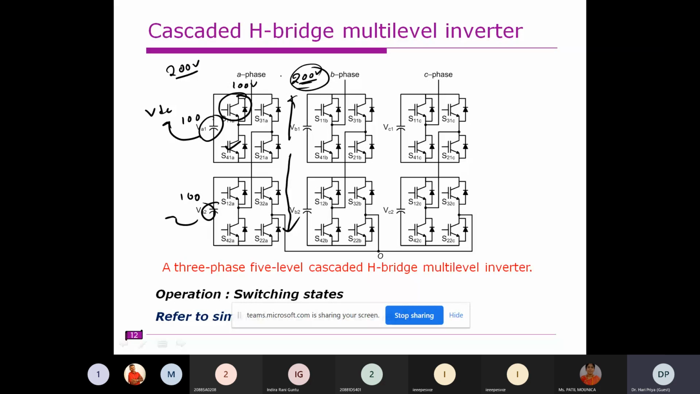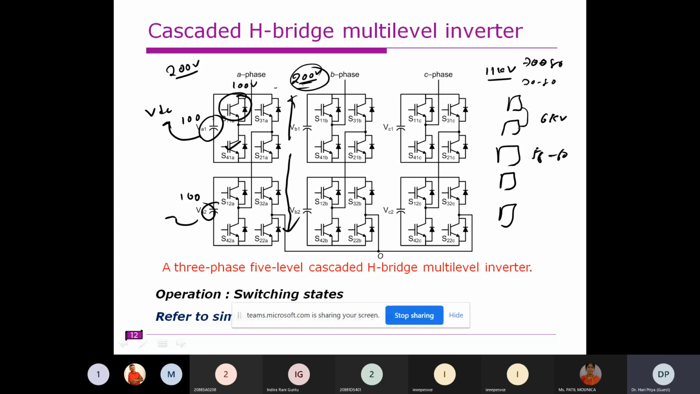You may think that it would be 200 and 100, but in practical terms we will be connecting multiple such H bridges, at least 70 to 80 depending upon the voltage range. For example, if we go to 11 kV, we will connect at least 70 to 80. If we go to 6 kV, then depending upon the voltage range, at least 55 to 60 bridges will be connected in cascade.